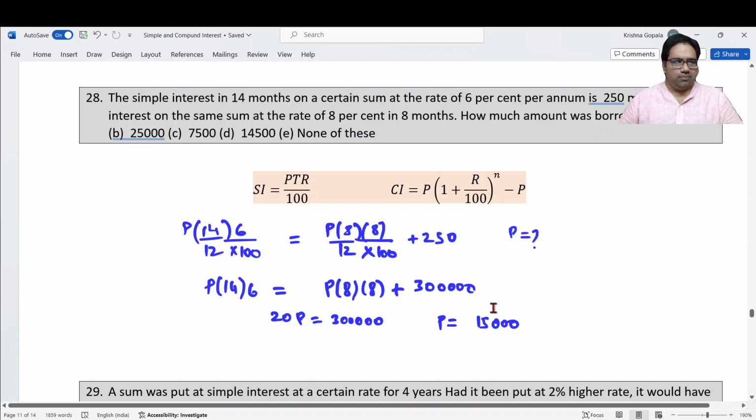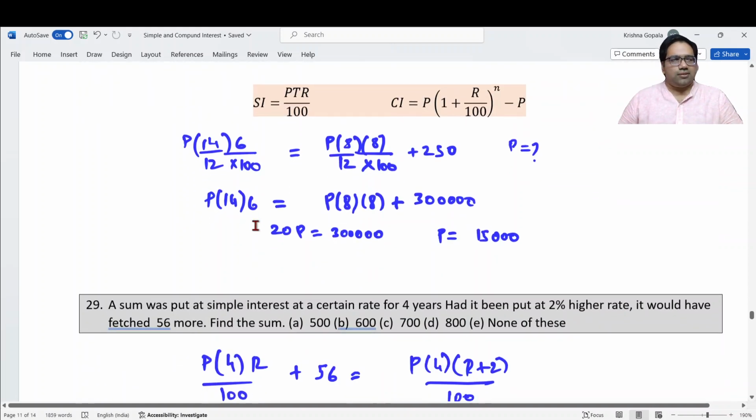This is also an easy problem. We just need to be careful here. This time period has to be in terms of years. So here the time period is 14 by 12 years. Here it is 8 by 12 years. 6% is per year. So this is an easy problem.